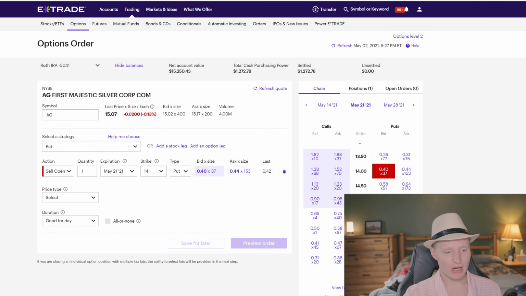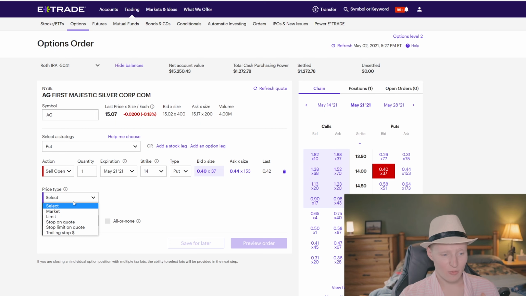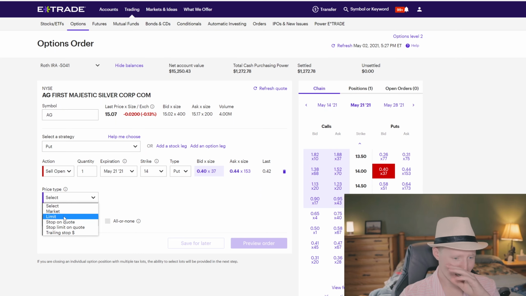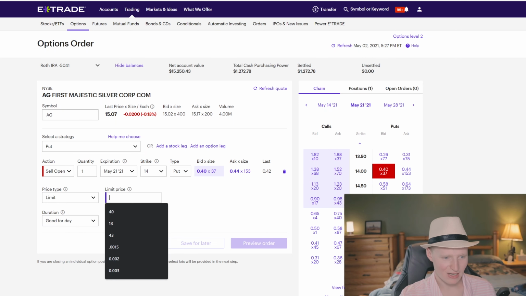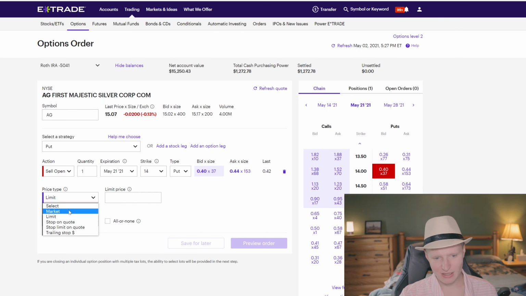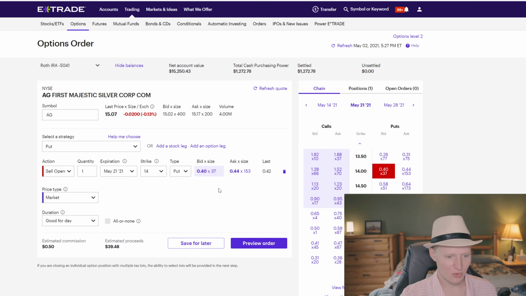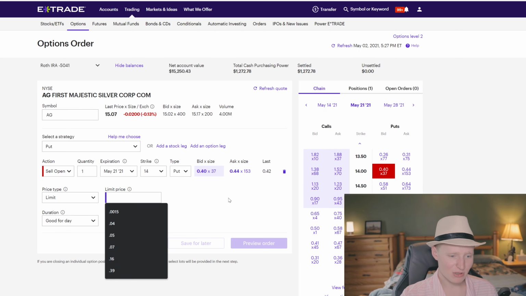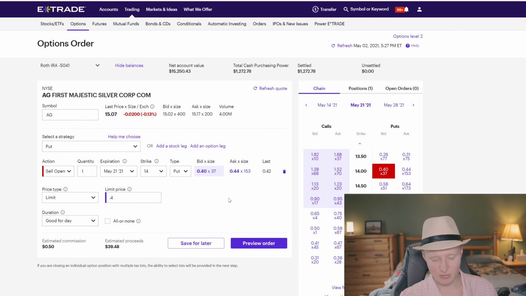Now in the action, you're going to sell to open, because you are creating a contract and you're selling that right to someone else. Now we're going to change our price type. You can go anywhere between market and limit. I like to do a limit, like I mentioned in the last example, because a market order is going to give you the lowest possible price for it. It's just worried about getting the contract filled. So I like to set a limit, because you can usually get away with something a little bit lower.